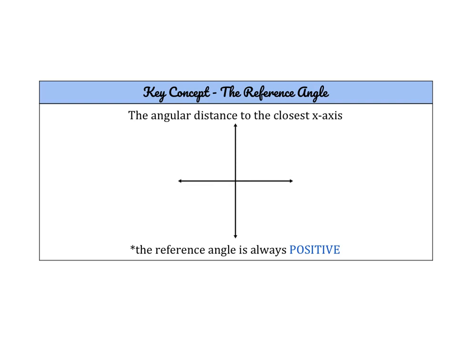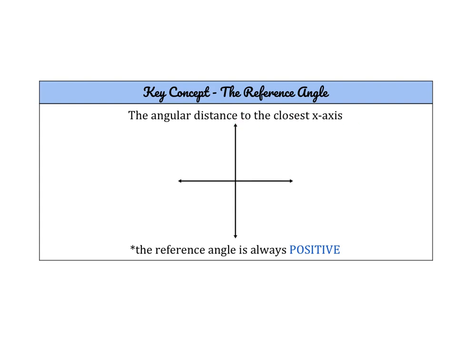Okay, so now we're going to talk about probably one of the most important concepts in terms of helping us evaluate an expression, and that would be what's called the reference angle. So we're going to be working with the reference angle all the time. This is a very important thing to be able to find. So the reference angle is the angular distance to the closest x-axis.